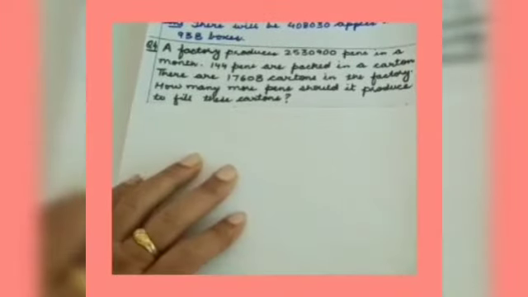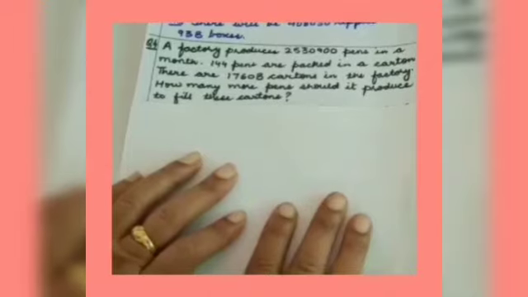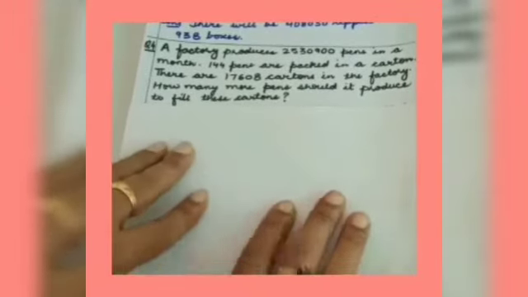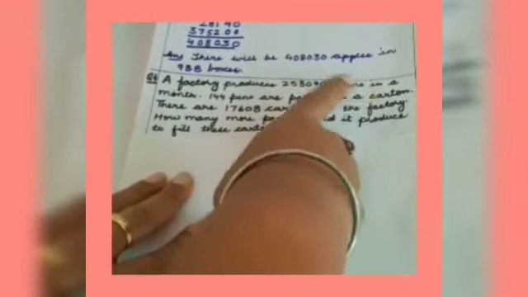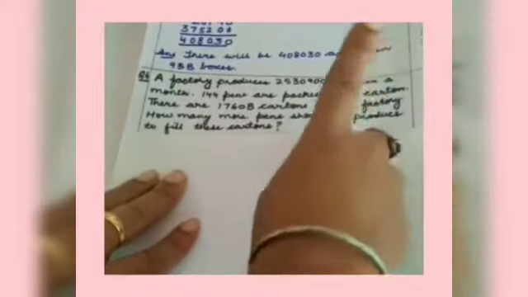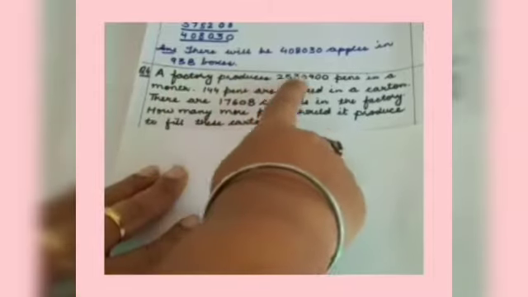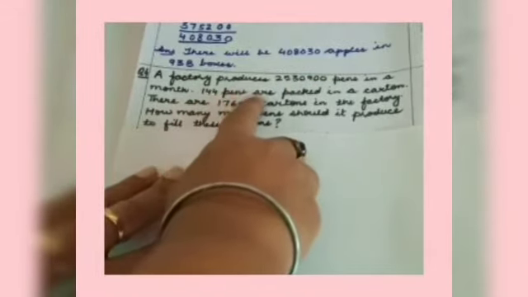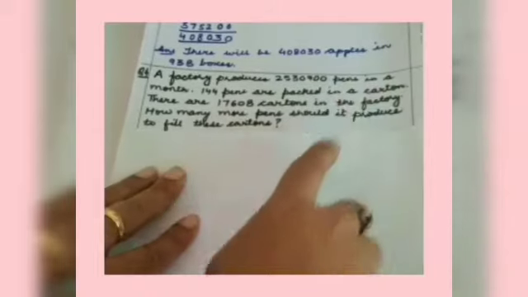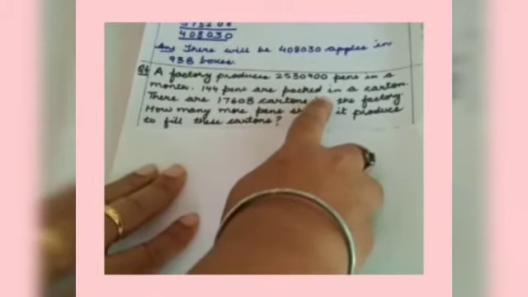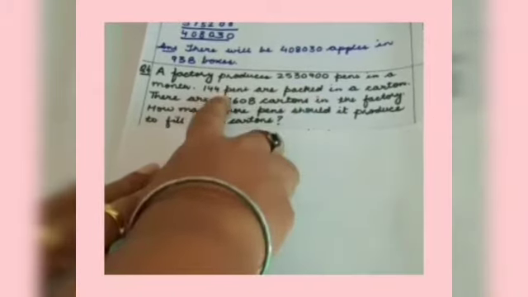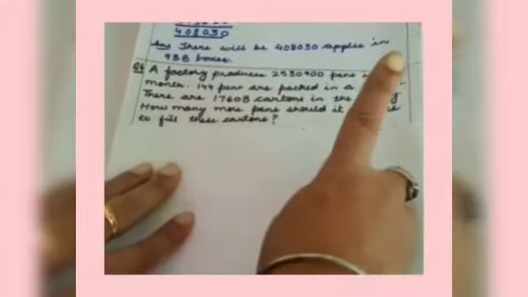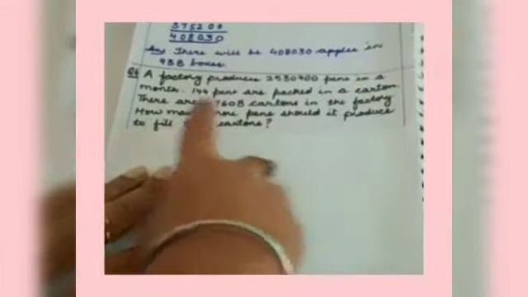Now children, let me explain the next question, that is question number 4 of the exercise, which is like this. A factory produces 25,30,900 pens in a month. A month here means 1 month, that the factory is producing this many pens in 1 month. 144 pens are packed in a carton. Here carton means the cardboard box in which the pens are packed. So 144 pens are packed in one cardboard box, that is the carton.